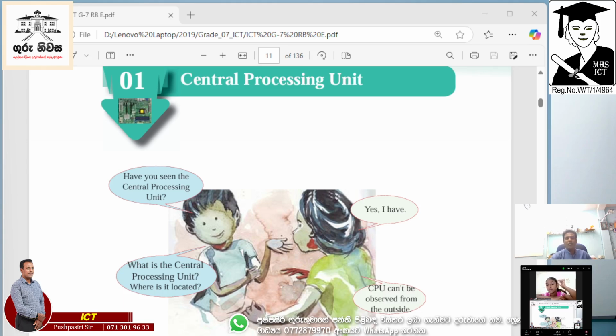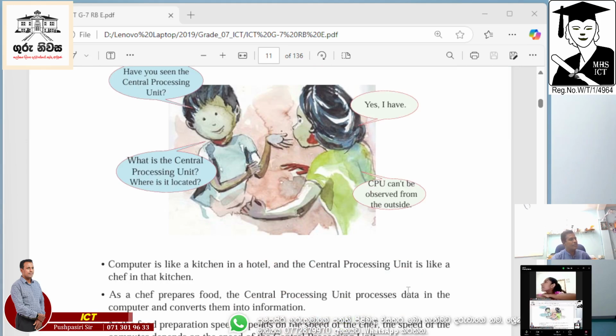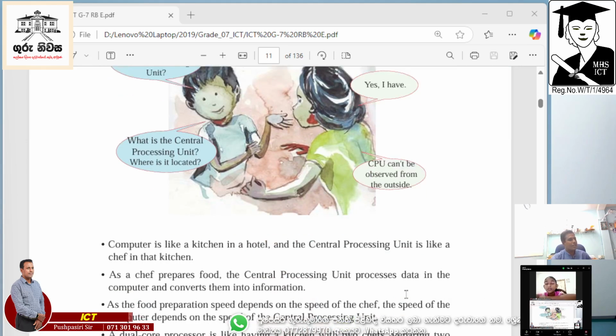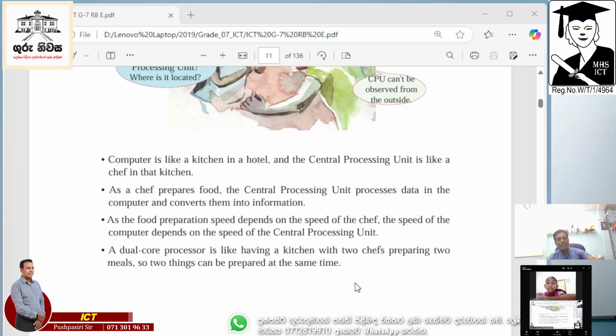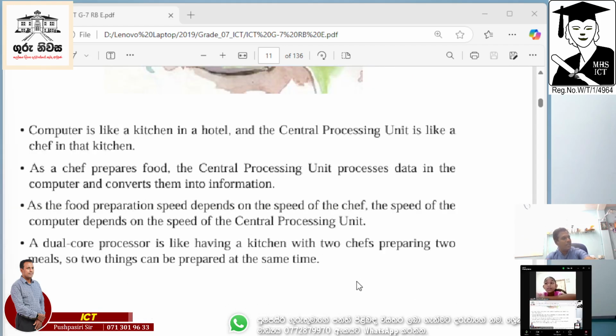So that means from the outside we cannot say this is the CPU. We have to open the system unit and look into the inside. So normally where is the CPU available, Puta? Do you know where the CPU is available? Up there? Motherboard. Yes, very good. It's located on the motherboard.